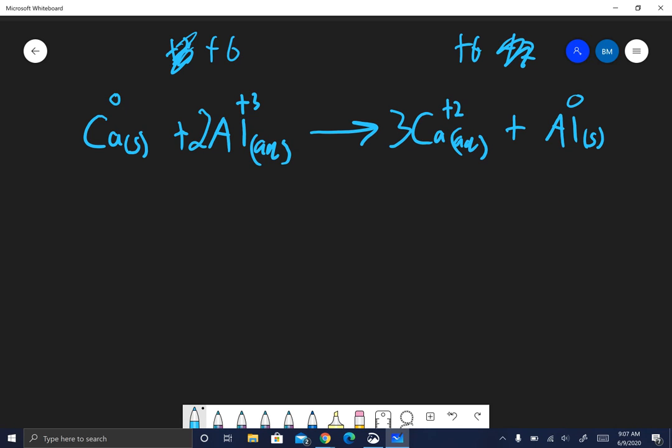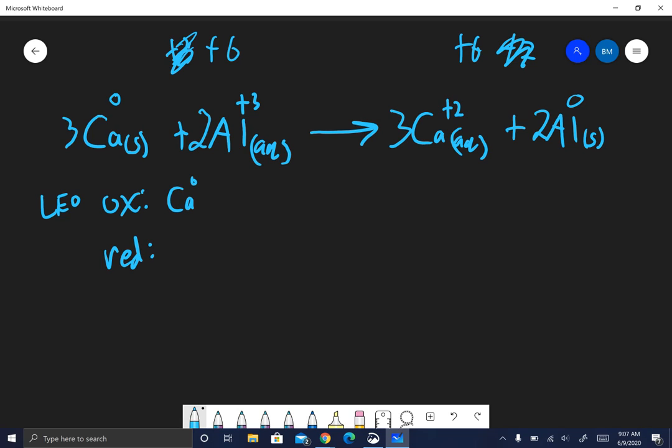I have 2 aluminums, I have 1 aluminum, so I better put a 2 here. I have 3 calciums, I have 1, I better put a 3 here. So now 3, 3, 2, 2, plus 6, mass and charge balanced. All right. Now, oxidation and reduction. Calcium goes from a 0 up to a plus 2. So calcium gets more positive. That means it lost electrons. Here's my LEO.